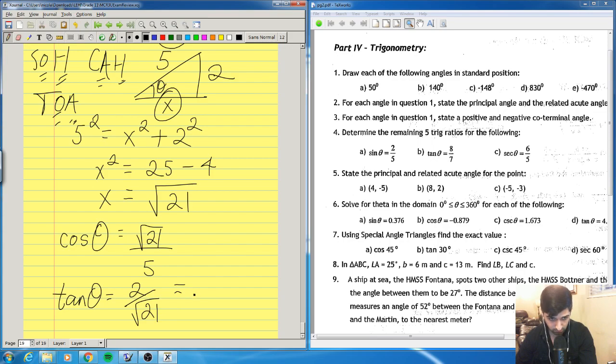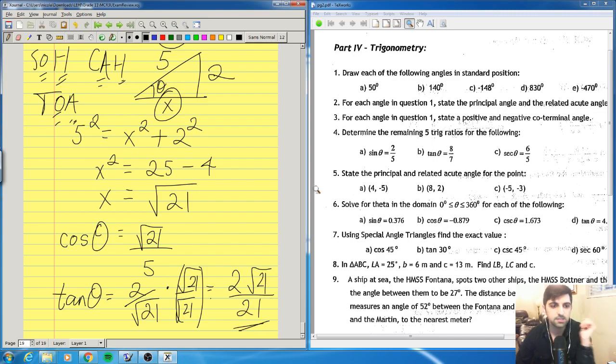And I forget what this is called. I think it's called rationalization, where you make the square root on the bottom go away. And that's just multiplying the top and the bottom by root 21. You can multiply by something that's 1. It doesn't change the number, right? So it's going to be 2 root 21 divided by 21. And that's it, basically. That's how you do it.